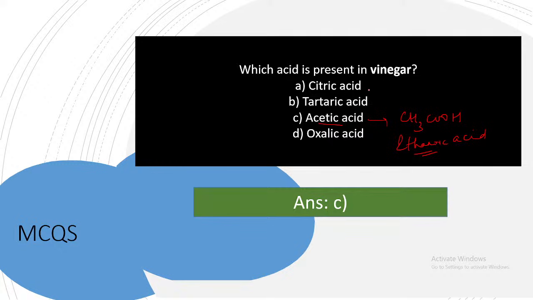Citric acid is present where? Citric acid is present in citrus fruits. Tartaric acid, tamarind. Oxalic acid, tomato. Okay, remember this. They always ask you the source, from where it is obtained. So it can be tartaric acid, acetic, oxalic, or citric. Any one. This question is also common. So they will ask you either one source.